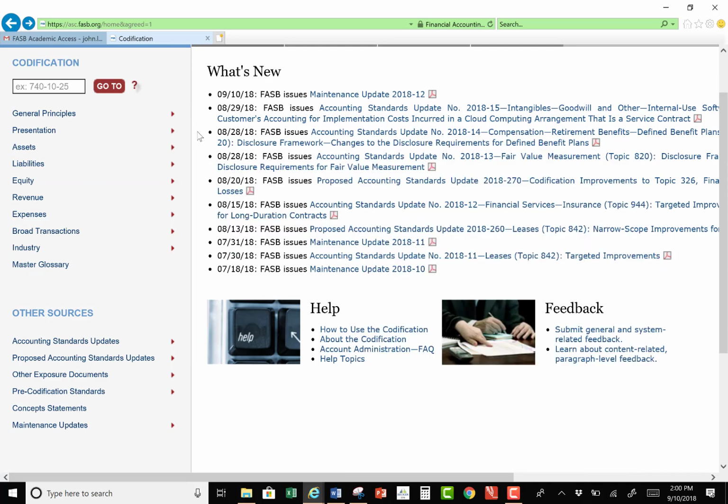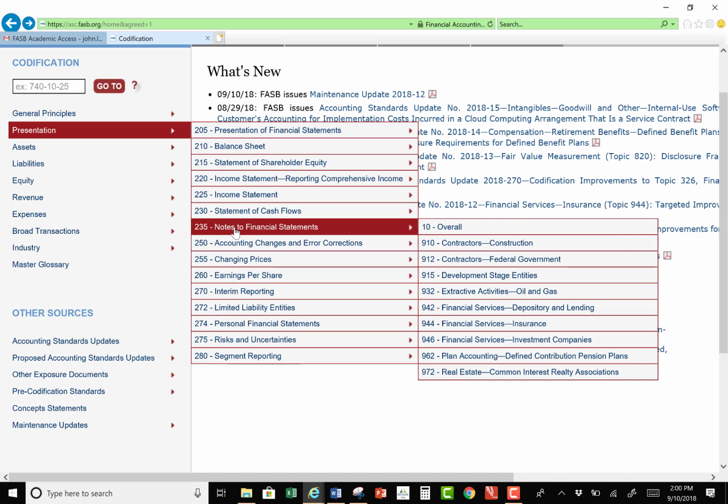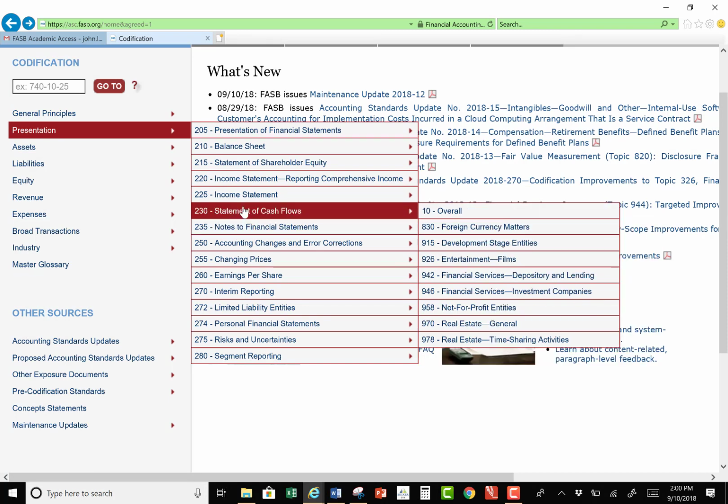Presentation. Where did my statement of cash flows go? Right there. And notice it opens up another set of material. If I'm trying to look up something about the statement of cash flows, and forgive me for my favorite topic of governmental and not-for-profit, but if I wanted to know something about the not-for-profit version of the statement of cash flows, then I could go down here.